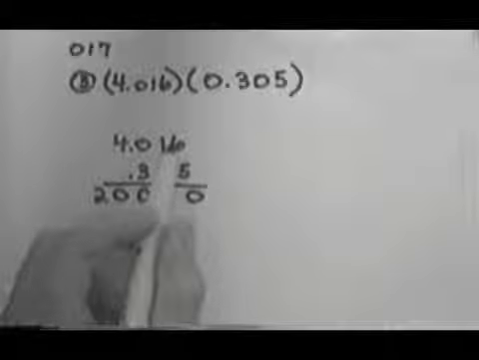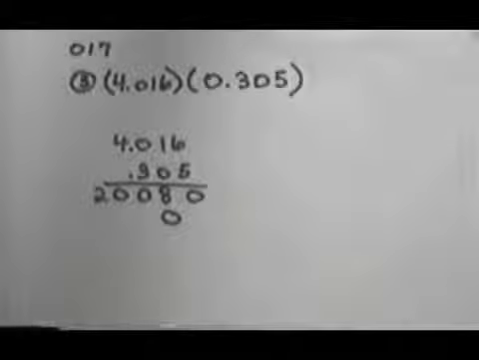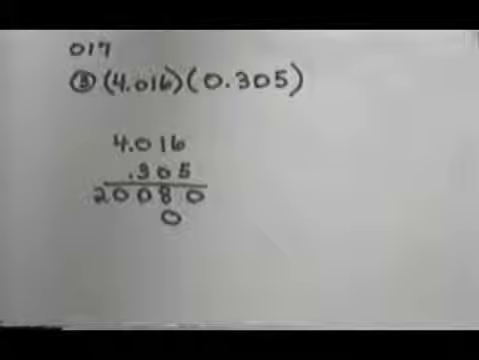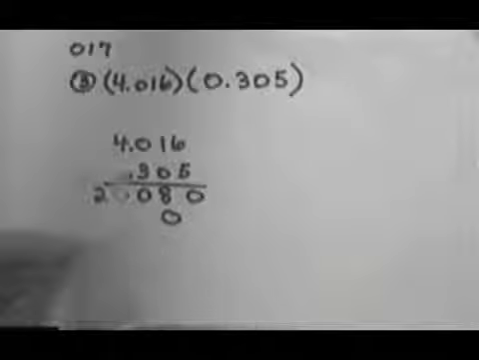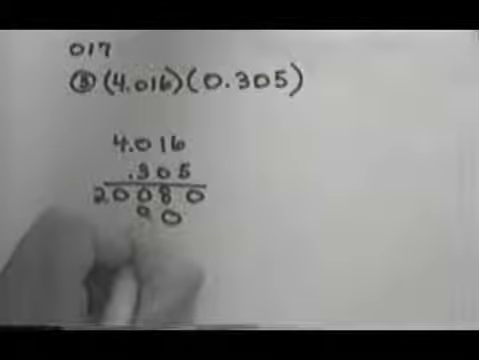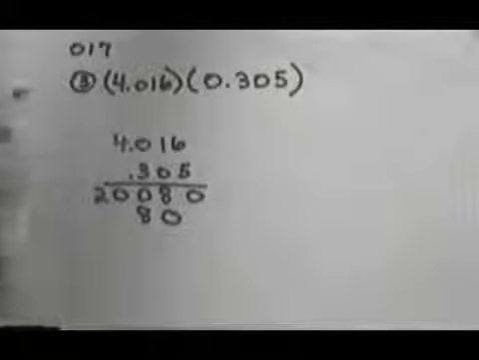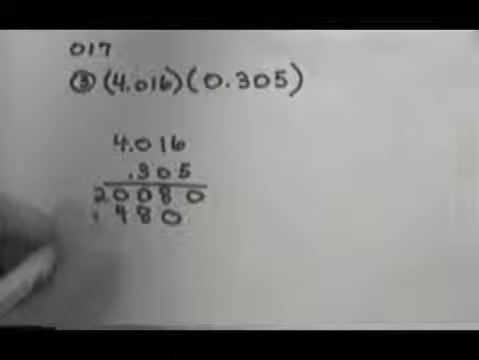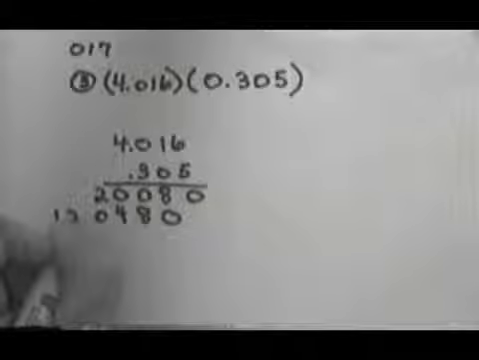Then if we multiply by 0, we can just put 1 0 down to hold the place and go to the next number, or we can put the zeros all the way across, whichever you prefer. I'm going to just put the 1 0 down to hold the place and go ahead and multiply by 3. 3 times 6 is 18. Carry my 1. 3 times 1 is 3, and 1 is 4. 3 times 0 is 0. 3 times 4 is 12.